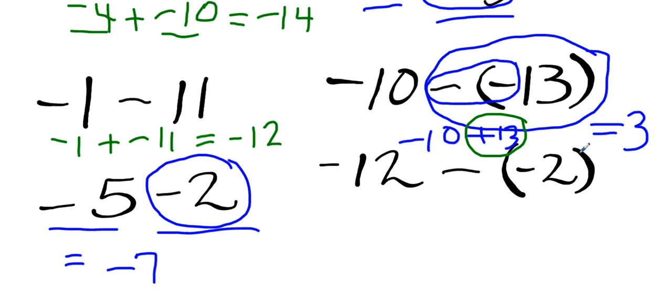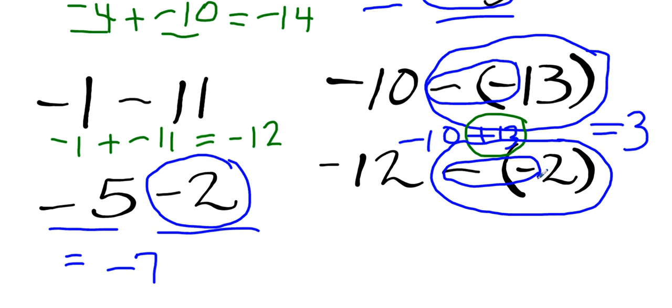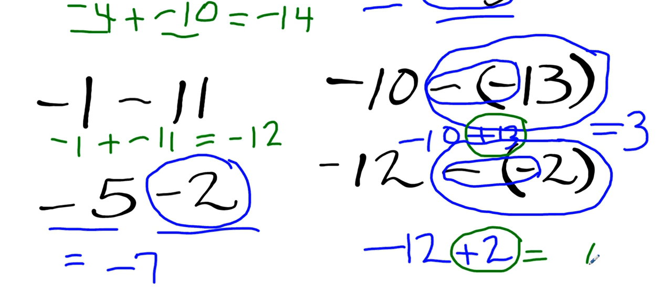Let's try that again. Here we have negative 12 minus a minus 2. Remember, circle the operation and that second term. Here we have two operations, double negatives. Can we have double negatives? No. So this becomes negative 12 plus 2. Now I can circle my second term and that operation. Are my signs the same? No. So I can subtract and I get 10. And which one has the highest absolute value? Negative 12. So therefore my answer will be negative 10.